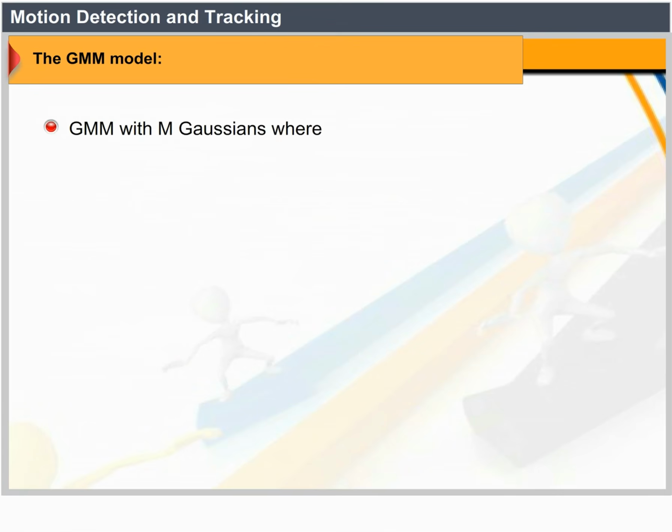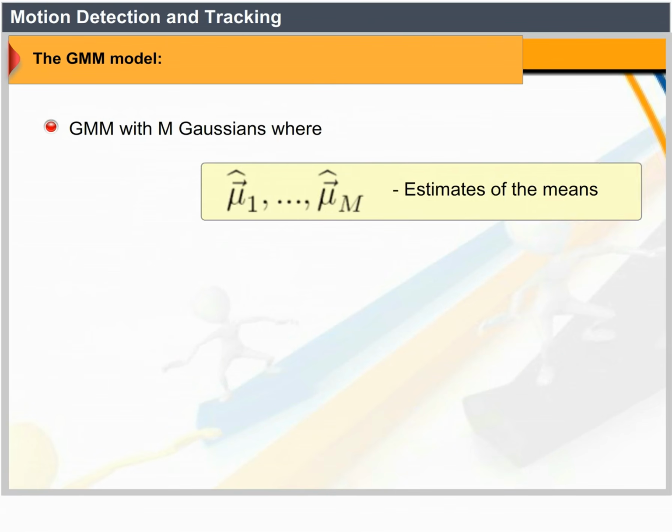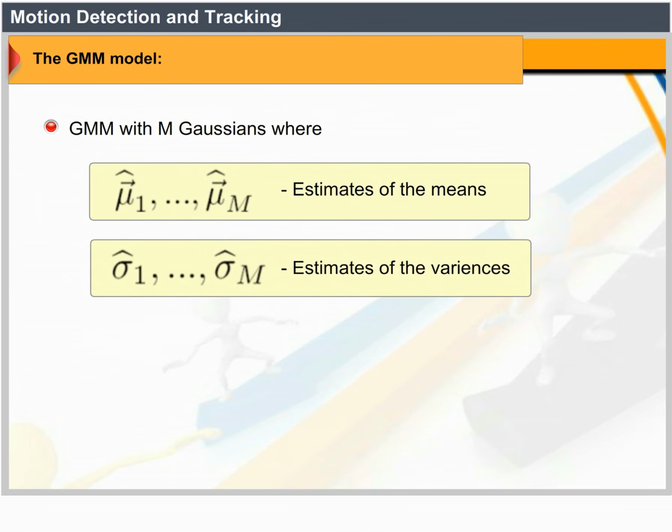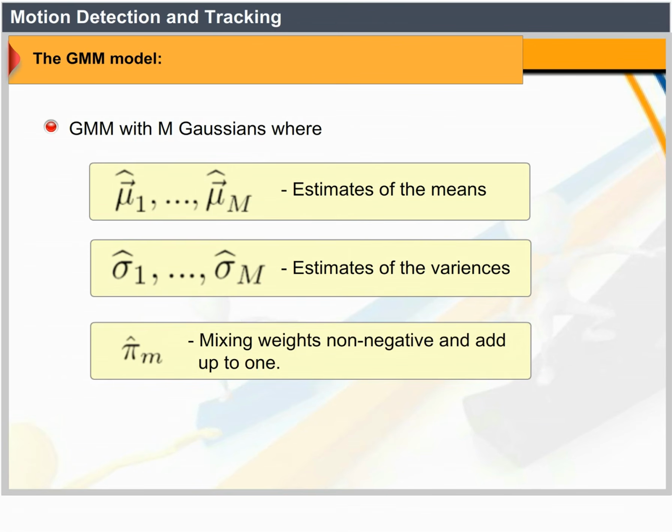In this equation, GMM with m Gaussians, where mu 1 vector cap going up to mu m vector cap are estimates of the means, and sigma 1 cap going up to sigma m cap represent estimates of the variances. Pi m cap represents mixing weights, non-negative and adding up to 1.